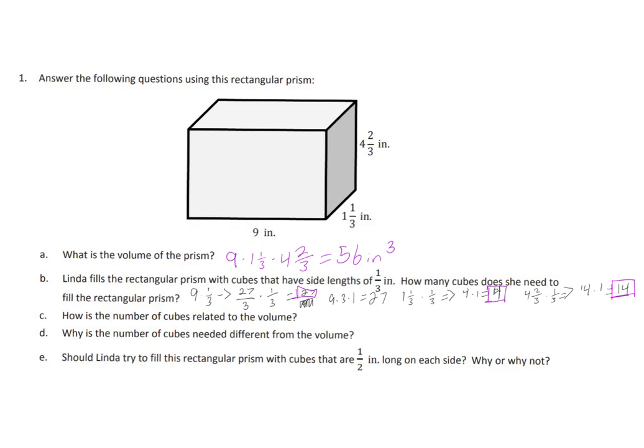Next question is, how is the number of cubes related to volume? If we take the volume and multiply it by the number of cubes in the length, we will get the same number as the cubes that fill it totally. The next question is, why is the number of cubes needed different from the volume? It's because the cubes are not each 1 inch. The volume is different from the number of cubes, but you can multiply the number of cubes by the volume of 1 cube and still get the original volume, like we did in C.